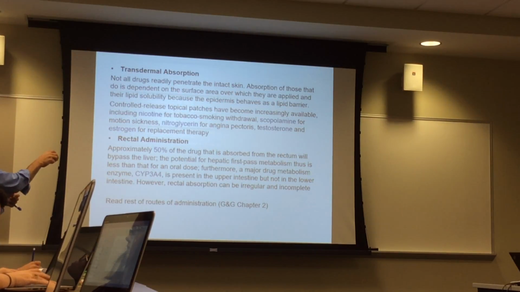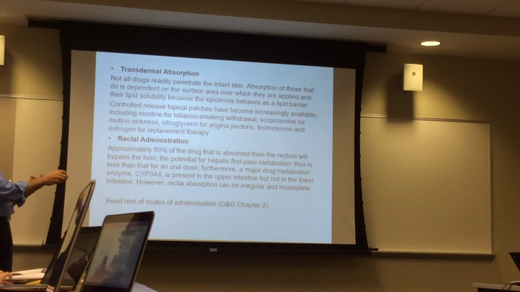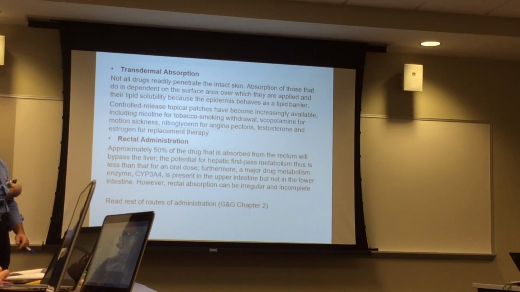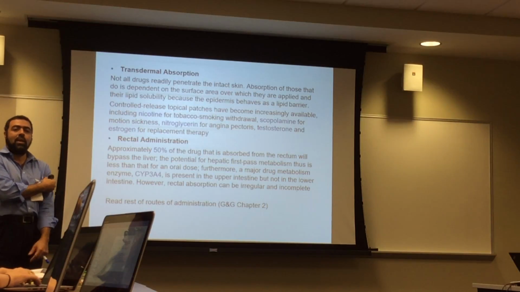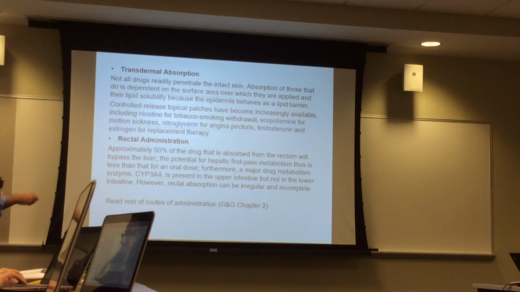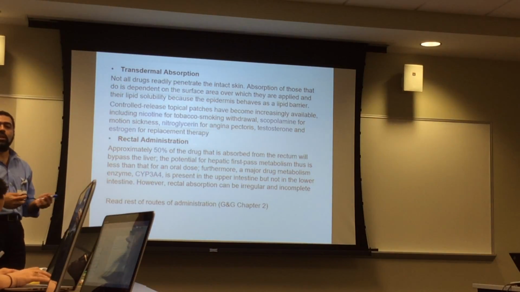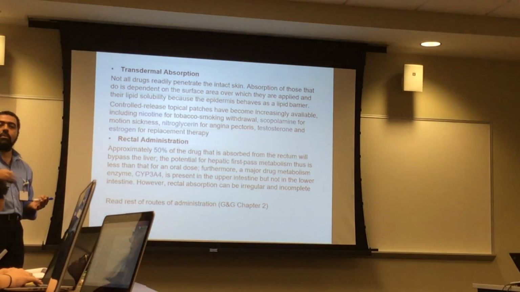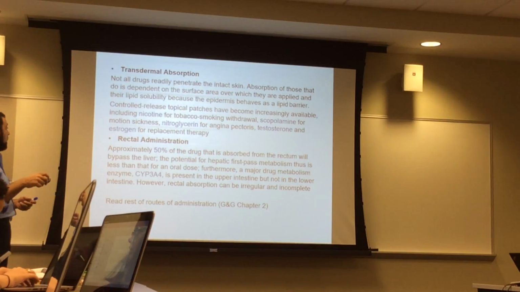Transdermal, we talked about patches, nicotine and nitroglycerin, and now most of the drugs like hormonal drugs, testosterone, estrogen replacement therapy, are given through patches that you put on the skin, and it goes through the skin layer and gets back to the circulation immediately because it's a living tissue. Rectal administration: 50% of this drug bypasses the liver, but that doesn't mean it's completely bypassing the liver. You have another 50% that goes through the first pass mechanism.